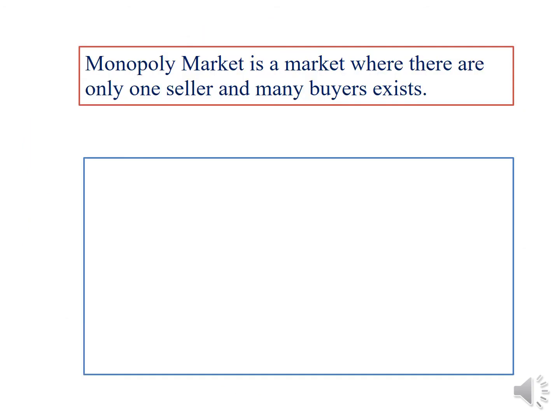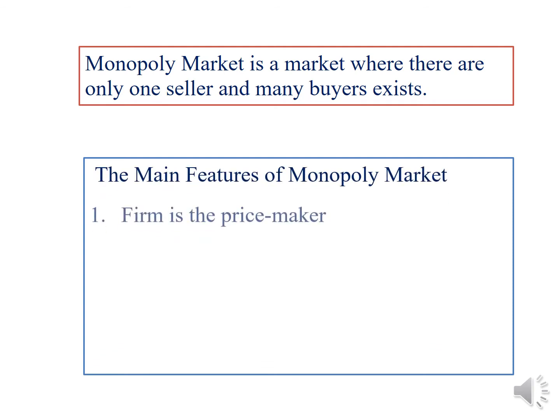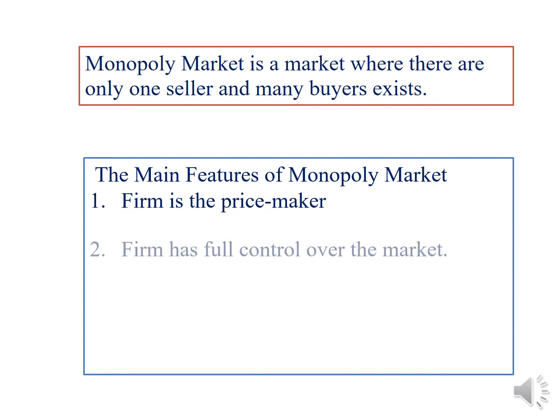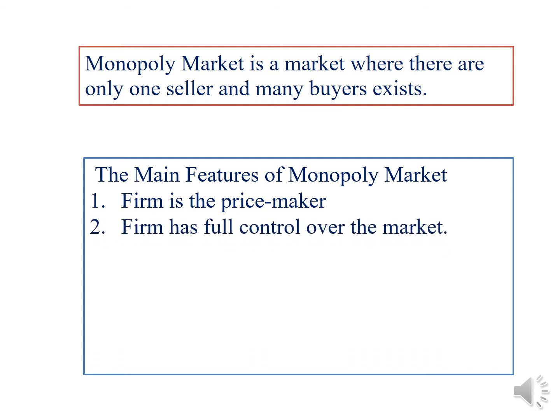So now we can demonstrate the definition of monopoly in a nutshell. A monopoly market is a market where there is only one seller and many buyers. Looking at the main features of a monopoly market, firstly, the firm is a price maker, and secondly, the monopolist has full control over the market. How can they ensure price making and full control over the market? Because in a monopoly market, the producer is the only one who has sole ownership of producing the product.